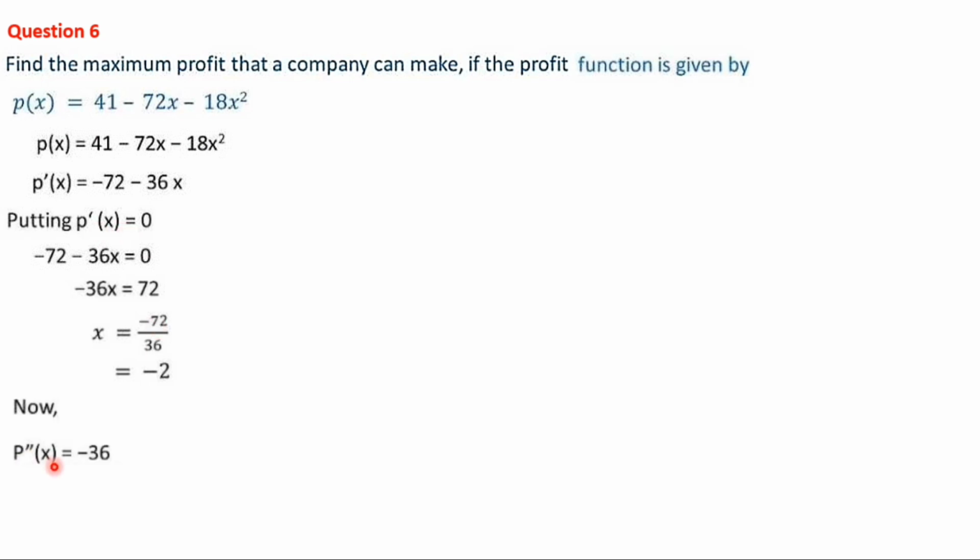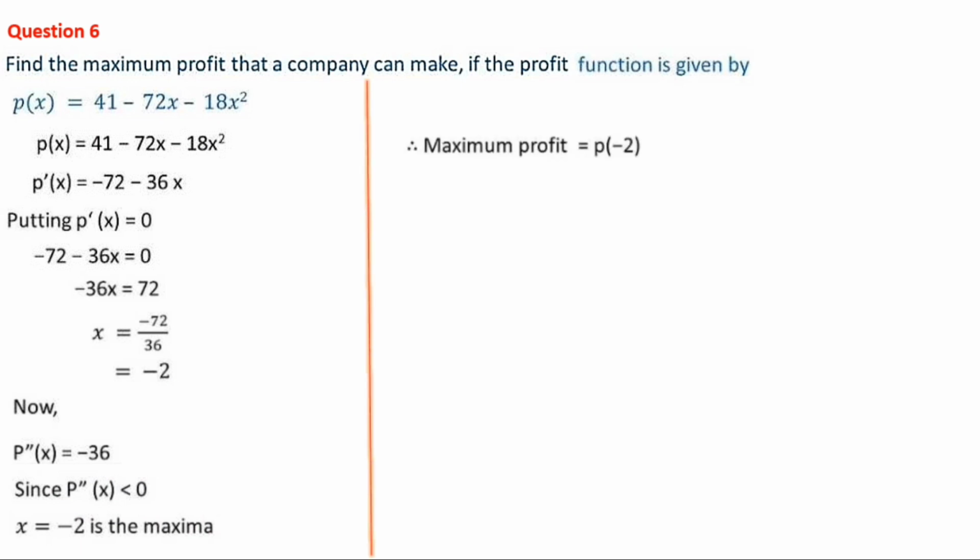So now p double dash x we will calculate by using the second derivative test. P dash x is here minus 72 minus 36x. P double dash x, when we find the derivative of p dash x again, minus 72 derivative is 0. Then minus 36 into derivative of x is 1. So minus 36 into 1 is minus 36. That is p double dash x. So p double dash x is less than 0. Since p double dash x is less than 0, x is equal to minus 2 is the maxima.